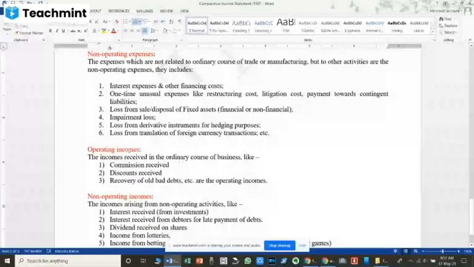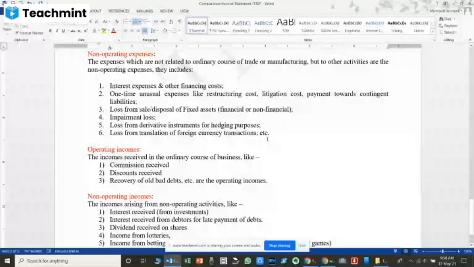Next, loss from translation, or what we call conversion, we can say easily. Loss from conversion of foreign currency transactions or translation of foreign currency. If we need to exchange foreign currency into our currency, or our currency into foreign currency, a certain loss arises. That may also be a non-operating loss, not directly related to the purchases and sales. Expenses which are not related to the purchases and sales, but are related to the business, are called non-operating expenses.